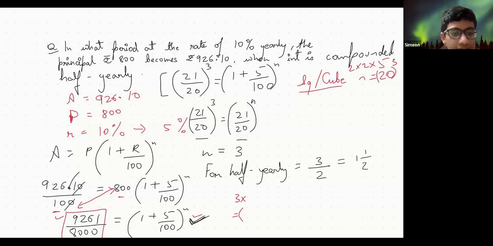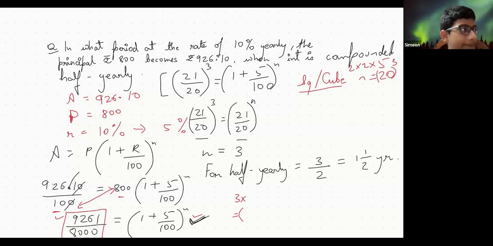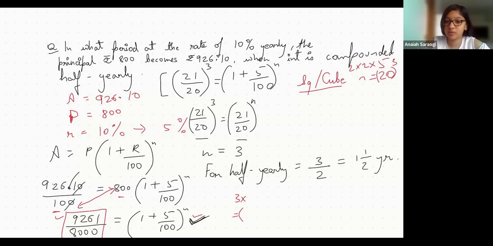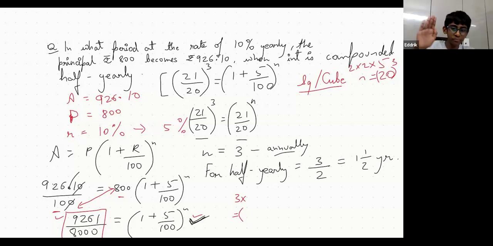I didn't understand that part. If you divide it by... Yes, tell me what you didn't get. No, I got it. I just got confused. Okay, no problem. So this 3 is for annual. So n equals 1.5 years for half yearly.